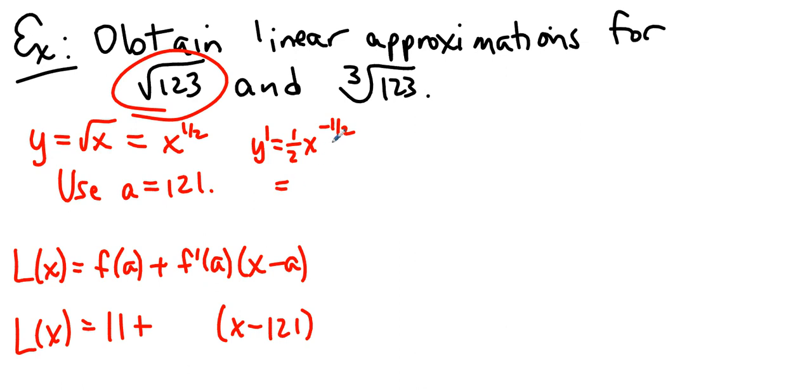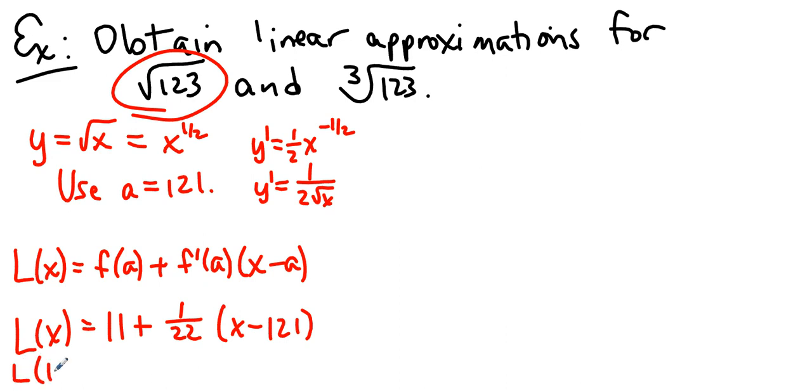And I know what negative 1/2 power means. That means it just lives in the denominator. So f prime at a, the derivative at a, that's a. Throw that 121 in there. Square root of 121 is 11. Double that, 22.